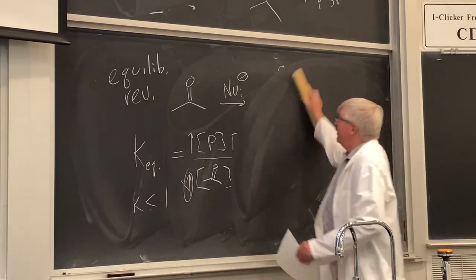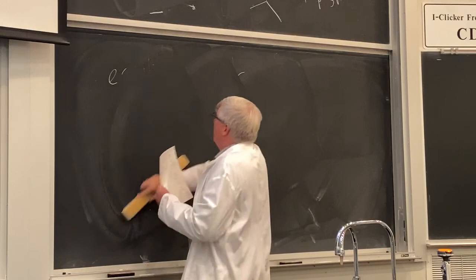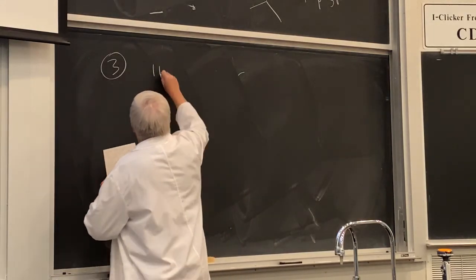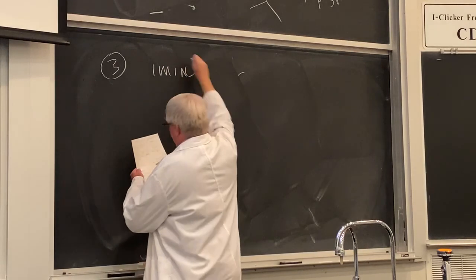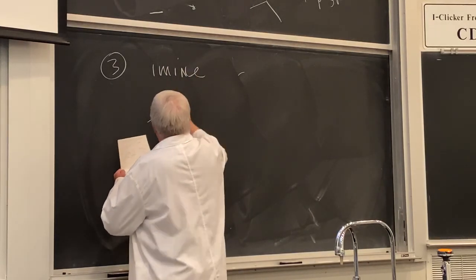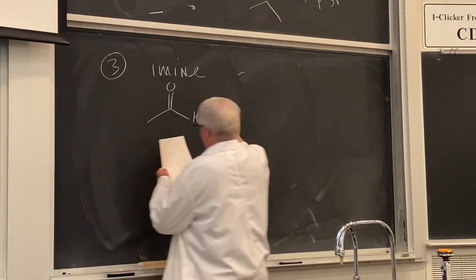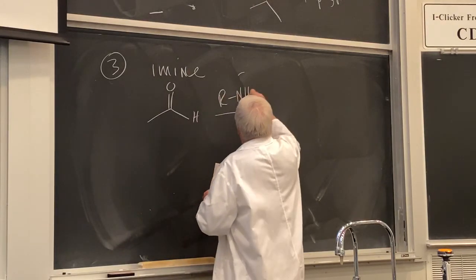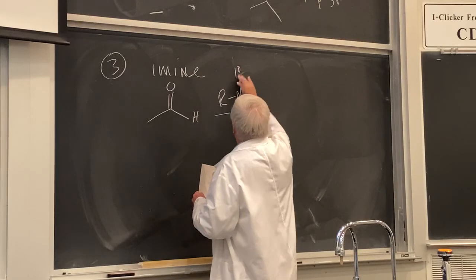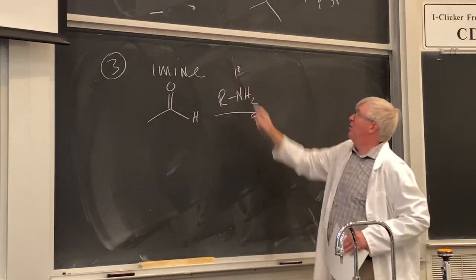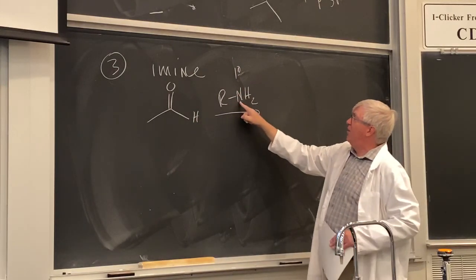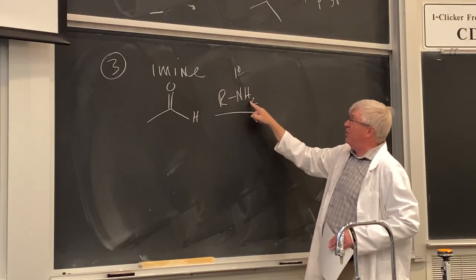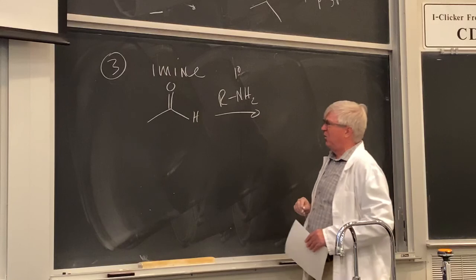Let's see what we need to know here. This will be imine formation. And imine formation will involve an aldehyde or ketone with a primary amine. And the amine has to be primary, okay? So primary meaning just one alkyl group on the amine, so it's a nitrogen with two hydrogens on it. These two hydrogens will be important for the mechanism here.